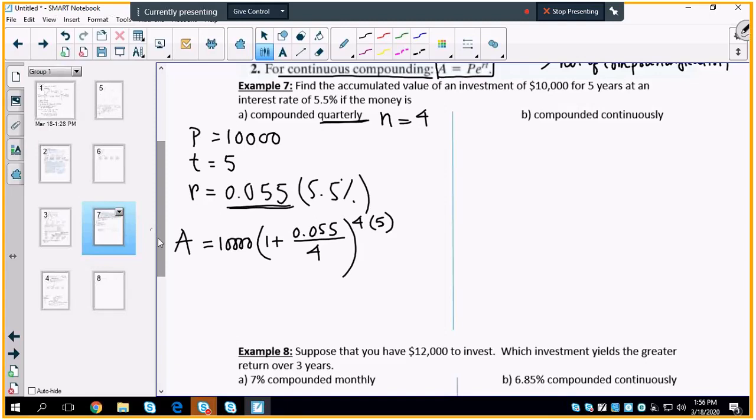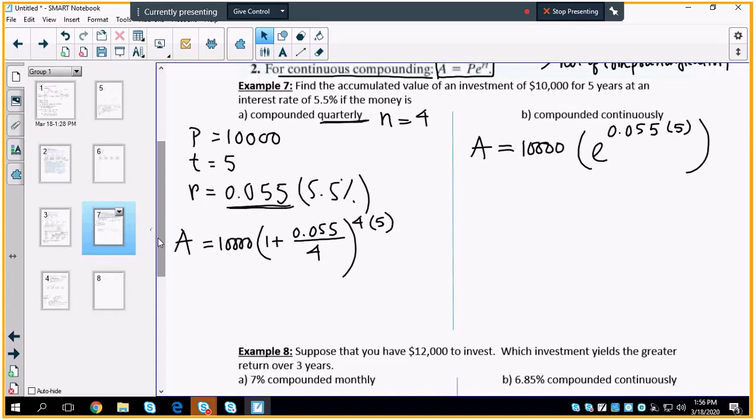And when I ask you to find the amount accumulated with continuous compounding, so this is continuously, every nanosecond you are getting interest, how much is the money accumulated? So that is the principal invested, $10,000, times e to the power of the rate of interest 0.055 times 5 years. So let's find both numbers in our calculator.